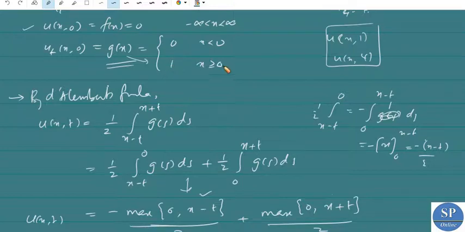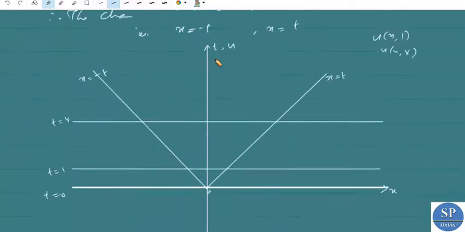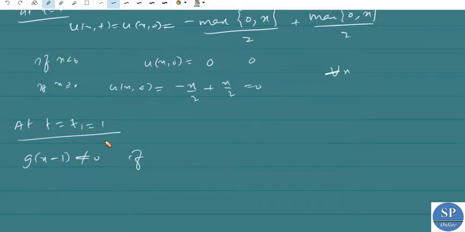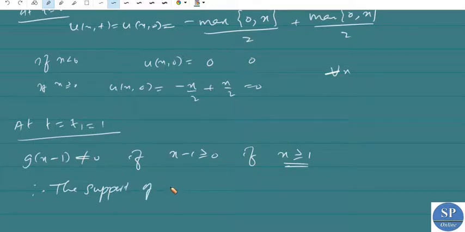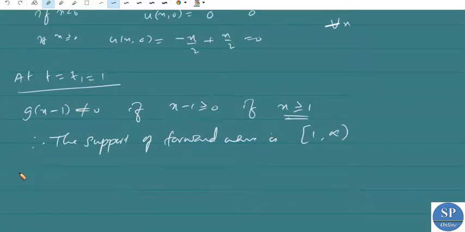g of x is equal to 1 if x is greater than or equal to 0. So g of x minus 1 is not equal to 0 if x minus 1 is greater than or equal to 0, that is if x is greater than or equal to 0. That means x is greater than or equal to 1. Therefore the support of the forward wave is 1 to infinity.